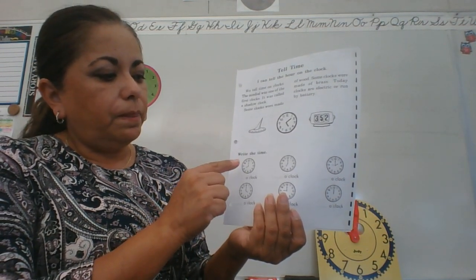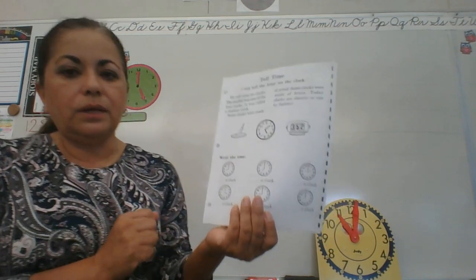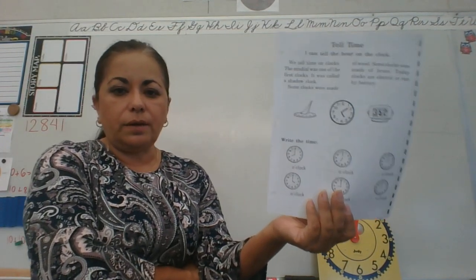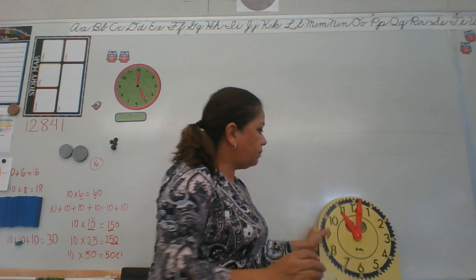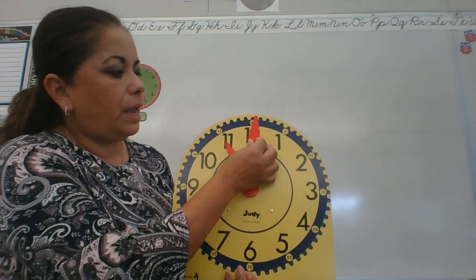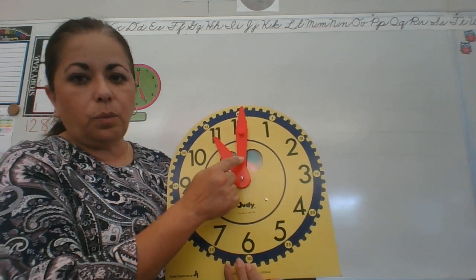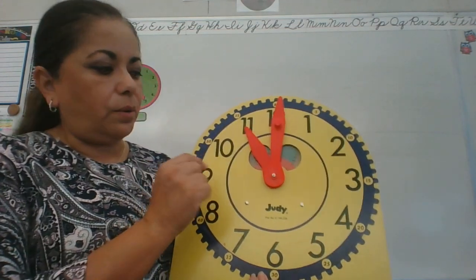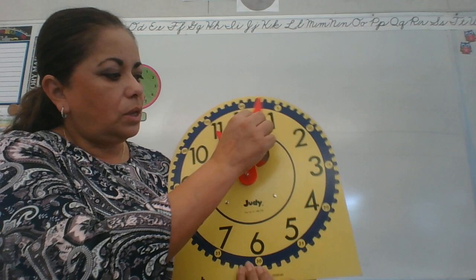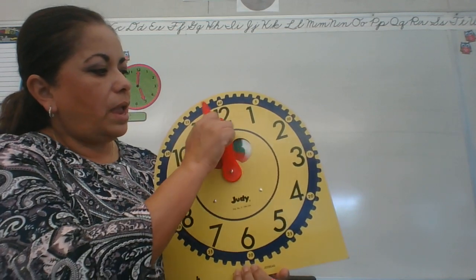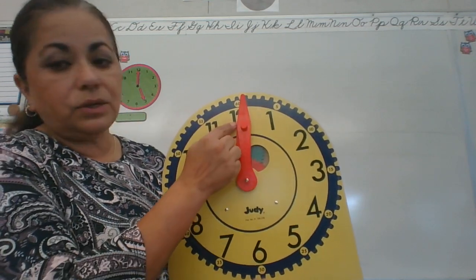So the big hand tells us how many minutes are on the clock. Let me switch over to this. Okay. We have the big hand, this is the big hand, and the little hand. The big hand tells us the minutes. We only want to read the hour right now. The little hand tells us the hour. So wherever the little hand is, that tells us the hour.